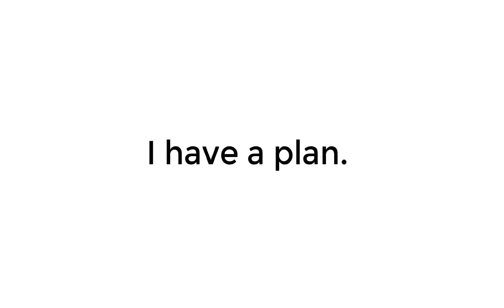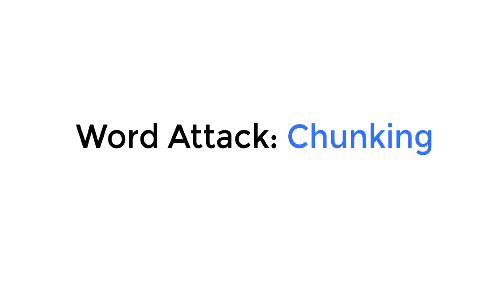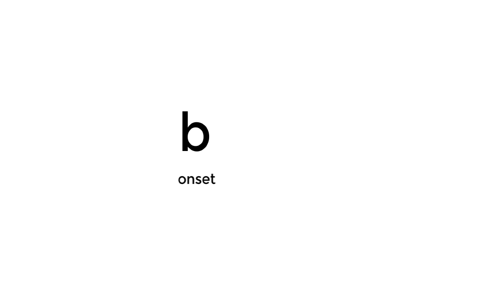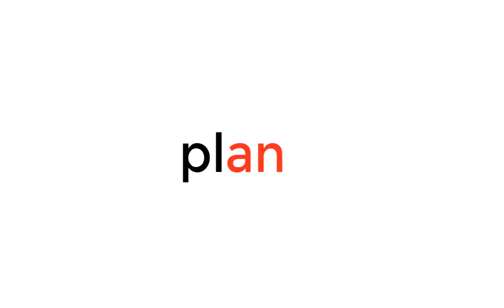In order to understand the sentence, the student will need to know some kind of phonics strategy to sound out the word. The student may try to sound out each letter and then blend them together, but that is difficult for a 6-year-old and may lead to frustration. The word attack we recommend is called chunking. Every syllable has chunks, also known as onsets and rhymes. The onset is the letter that comes before the first vowel, and the rhymes are the letters that follow the first vowel. In our example, plan, pl is the onset and an is the rhyme.